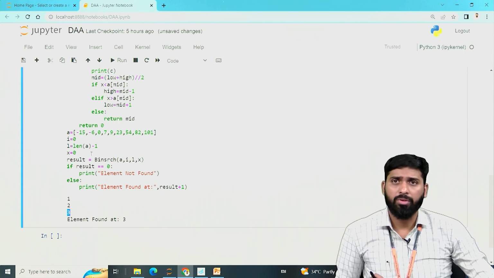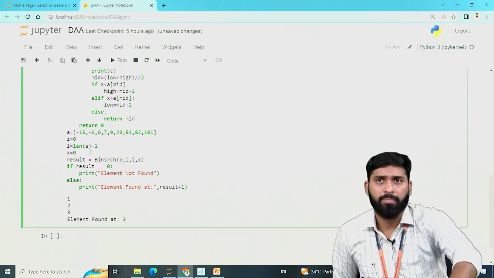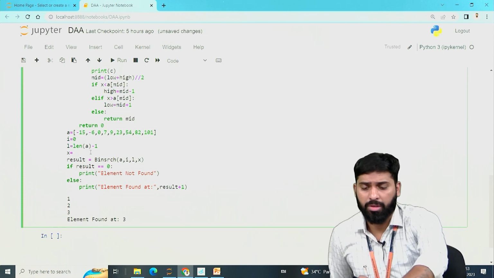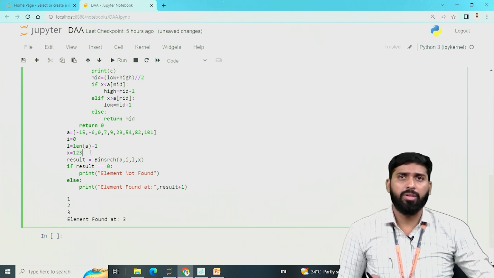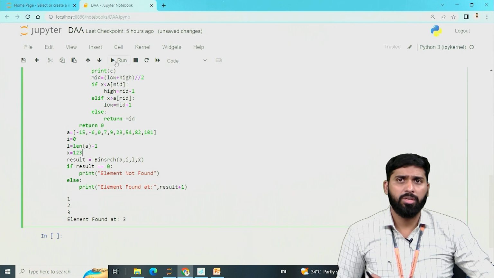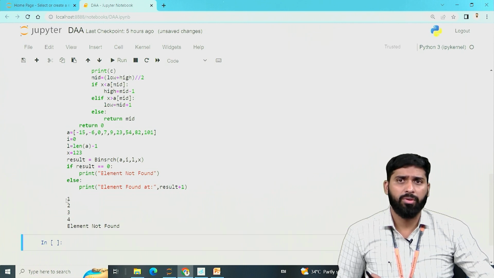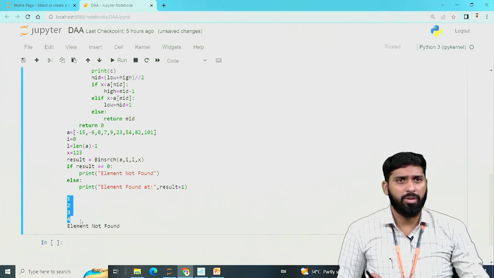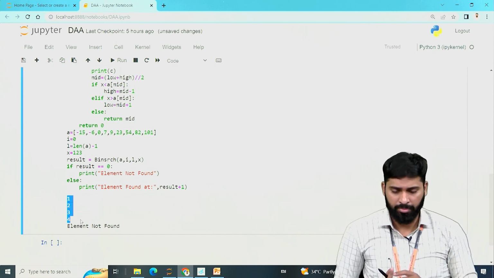If we give a number that is not present in the list, 123, then it gives the number of comparisons as 4. But the element is not found. This is an unsuccessful search.